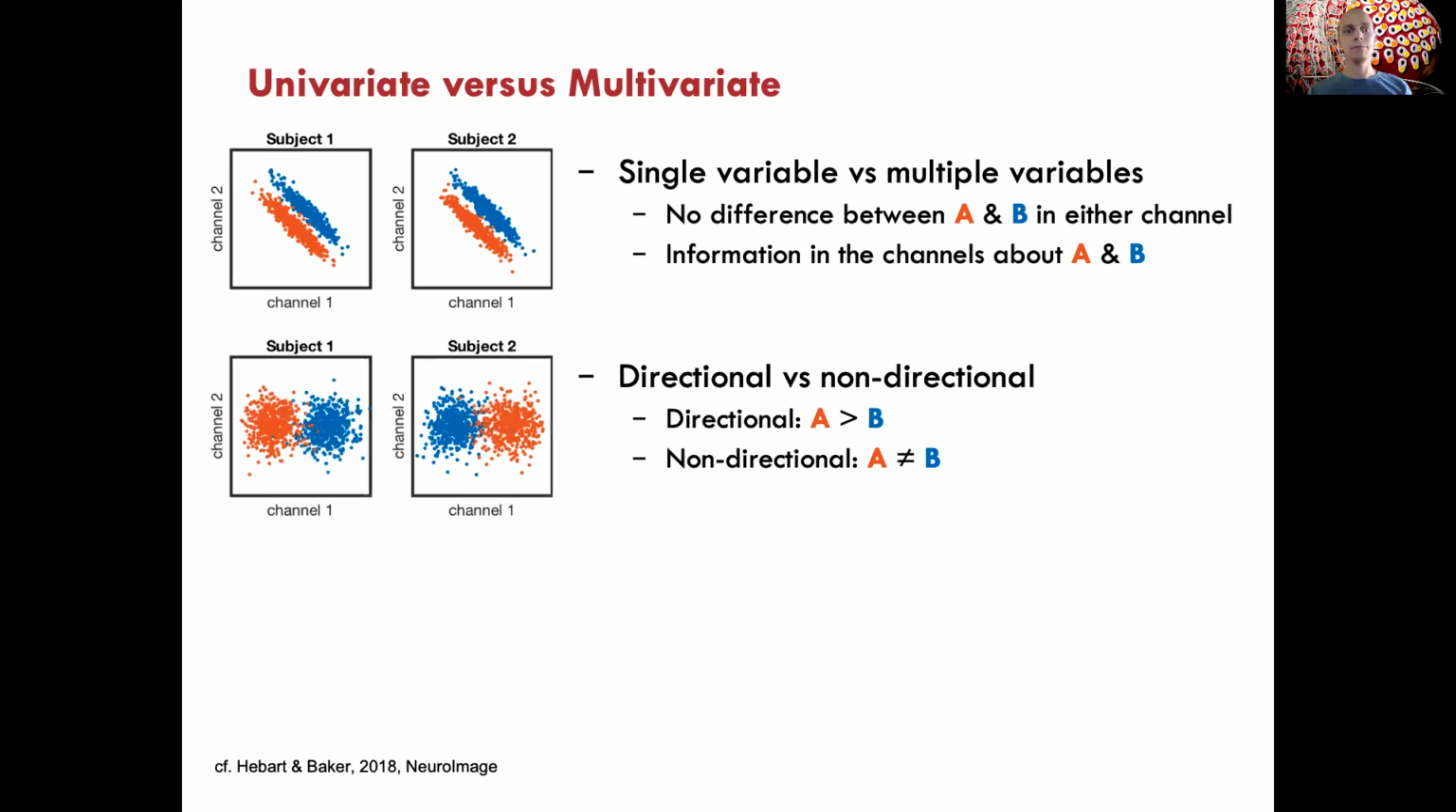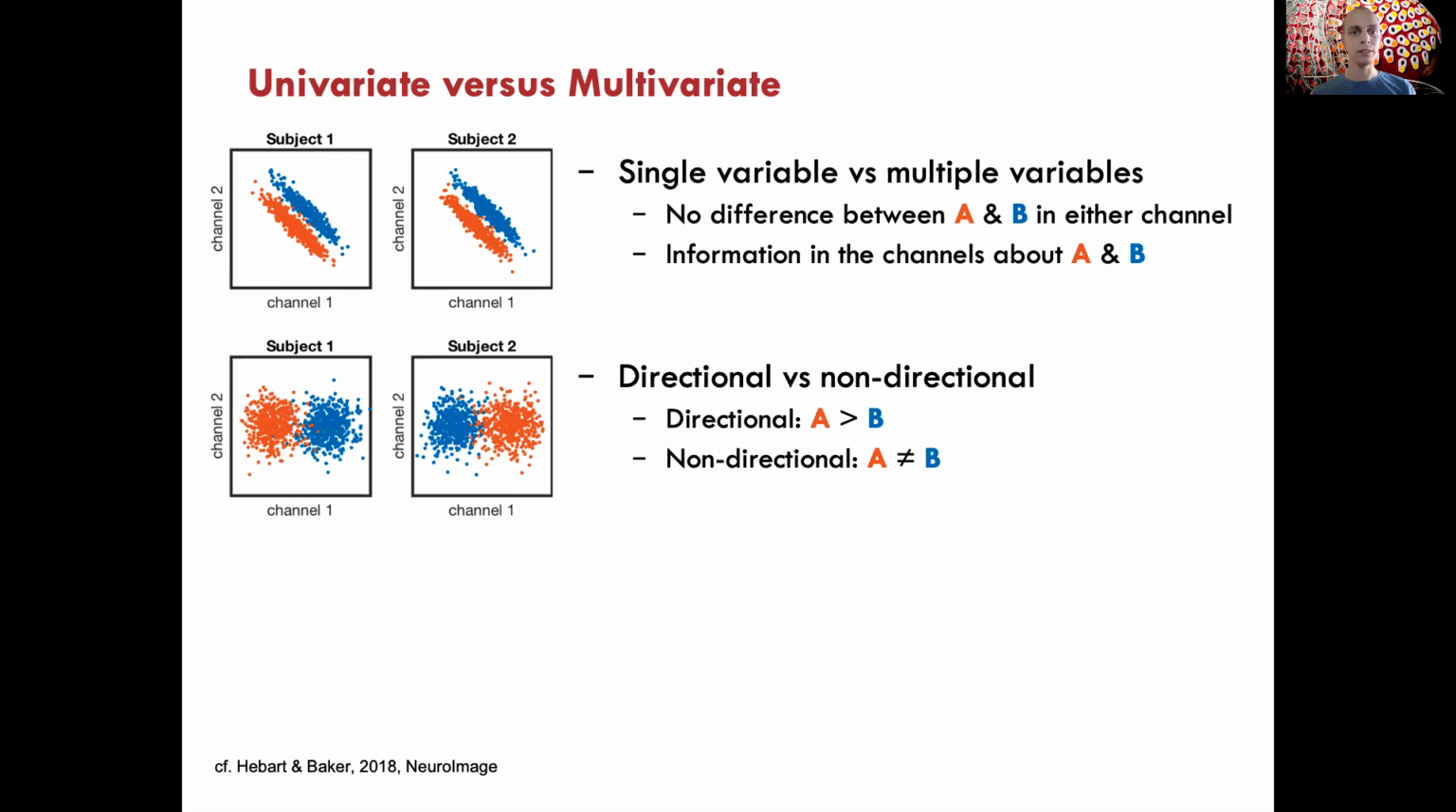The second example of MVPA compared to univariate analysis is that you generally look for non-directional effects. In a univariate analysis, you would look at the difference across subjects. So you would average all your activation across subjects. And in this example, because the subjects are polar opposites of each other, you would conclude that there's no difference, because the red and the blue on average across subjects have the same activation on channel 1.